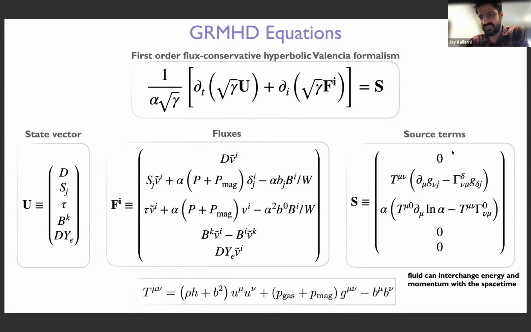When you see that there is a non-zero source term, that essentially means the fluid can have a feedback on the space-time. So the fluid can exchange energy and momenta with the space-time itself, where T mu nu is just an expression given in such a form. And here alpha is the lapse, and gamma is, I think, the determinant of the 3-metric.